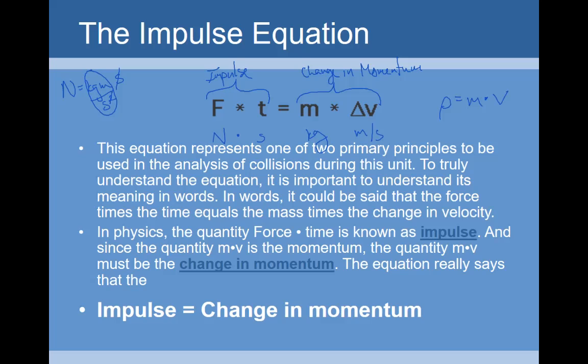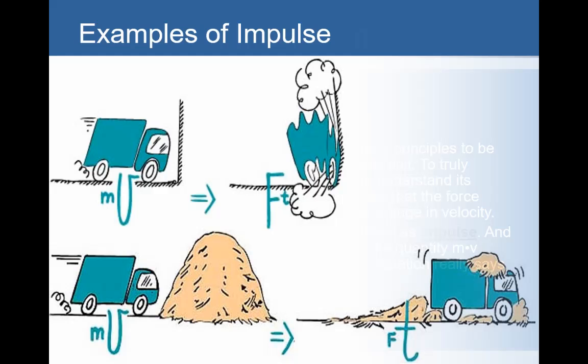Now, why does that matter? What does that teach us? Well, if we're going to have a change in momentum, what we're looking at is how the velocity has changed with respect to the mass. Okay. Now, if we do that, what we end up seeing is that the force that's applied in a collision is going to be dependent on how long that collision lasts for.